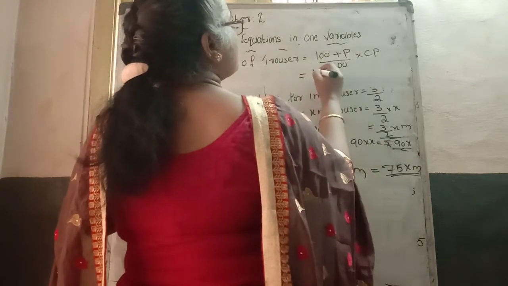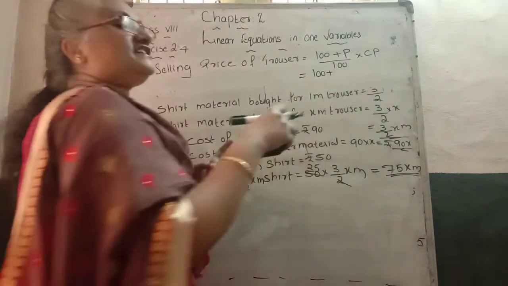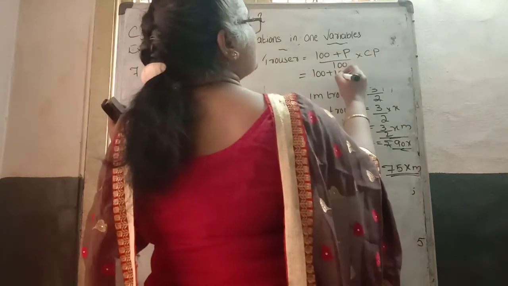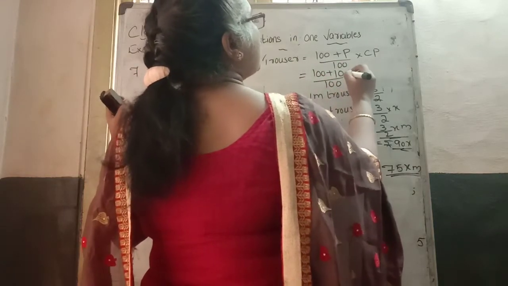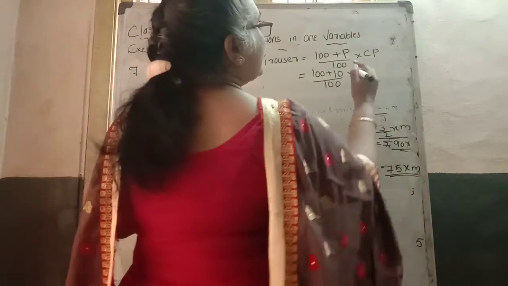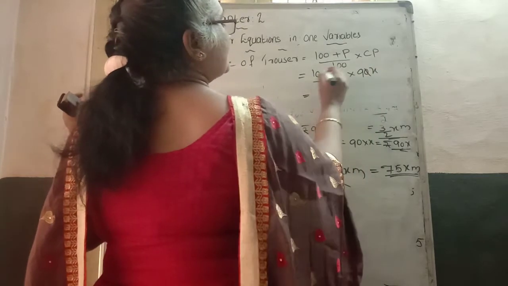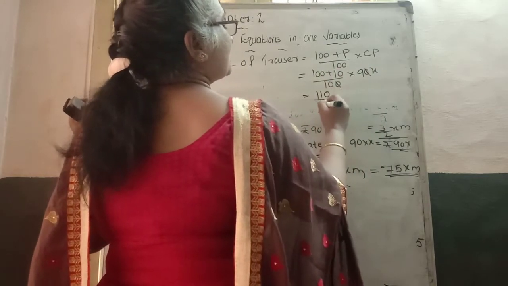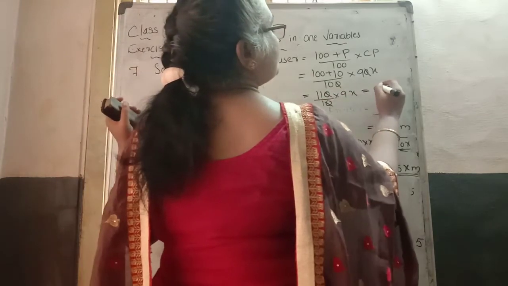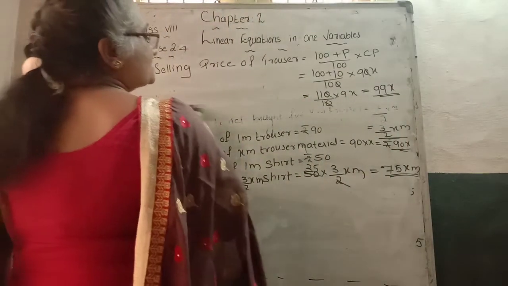So substitute the values in 100 plus P. P means profit percentage. In the question they gave the trouser's profit percentage as 10, divided by 100, into CP. CP means the cost price of the trouser, which is 90x. So the zeros cancel. 100 plus 10 comes to 110, divided by 10, into 9x. Again the zeros cancel. 11 nines are how much? 99x is the selling price of the trouser.